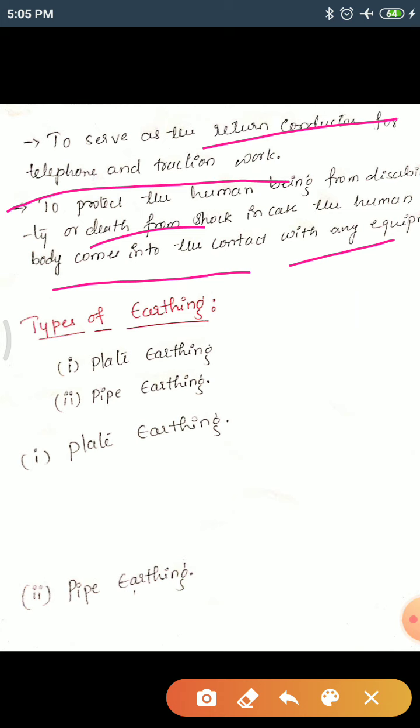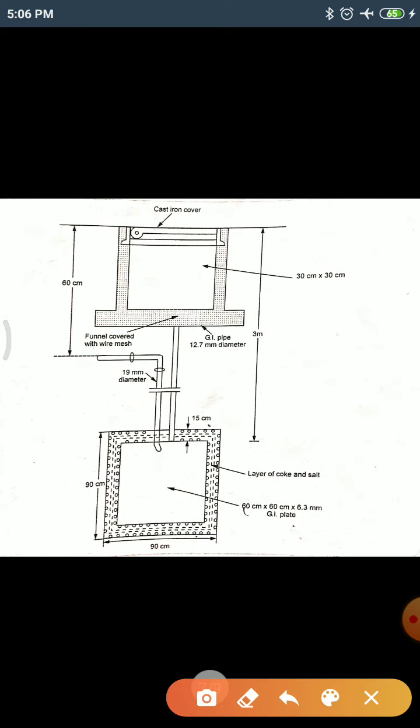Let's see what types of earthing we have. There are many types of earthing. Among those, the commonly used ones are plate earthing and pipe earthing. There is also rod earthing. Let's see them one by one, plate earthing and pipe earthing. Let's see plate earthing first. This is the plate earthing.